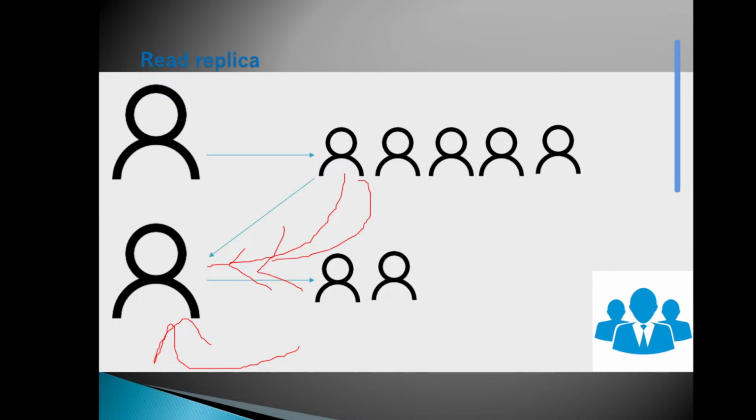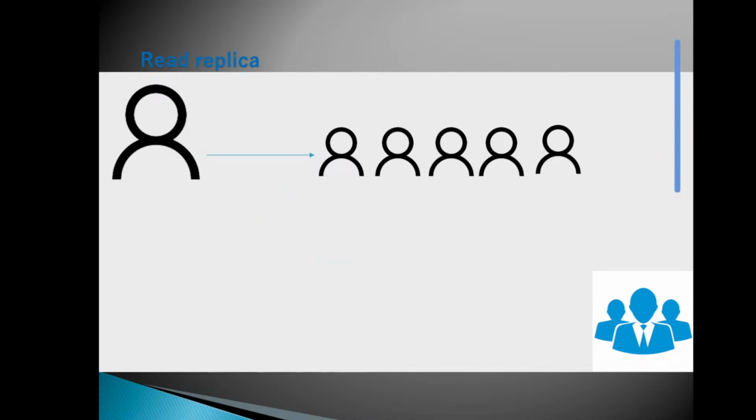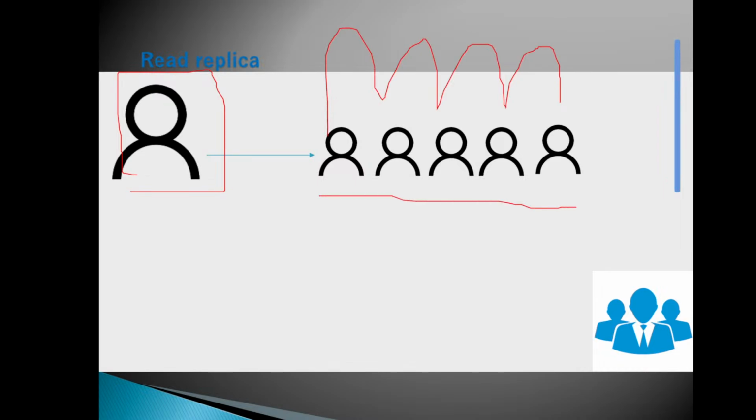Similar goes with your read replica. Let's assume that this is your primary database. Instead of a person, this is your primary database, and these are 5 read replicas of your primary database. That means all these 5 have the same data. Let's say your primary database has 10 GB. So all these 5 databases will have 10 GB with them. The data is there. Agree?